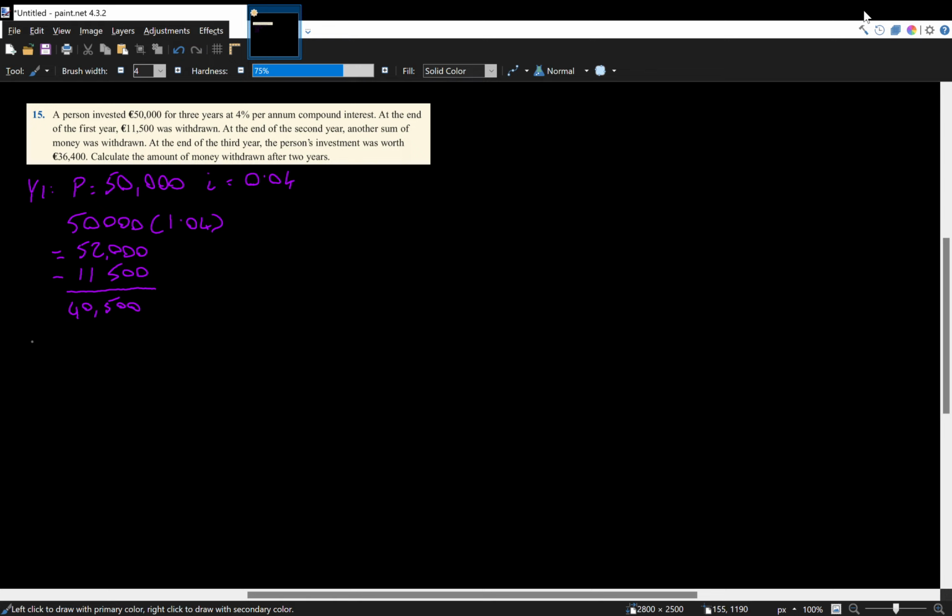Now going into year 2, our principal amount is 40,500. Our interest rate is not changing, that's 0.04. So we're going to increase 40,500 by 4%. So it's 40,500 times 1.04, and that is going to give us 42,120.